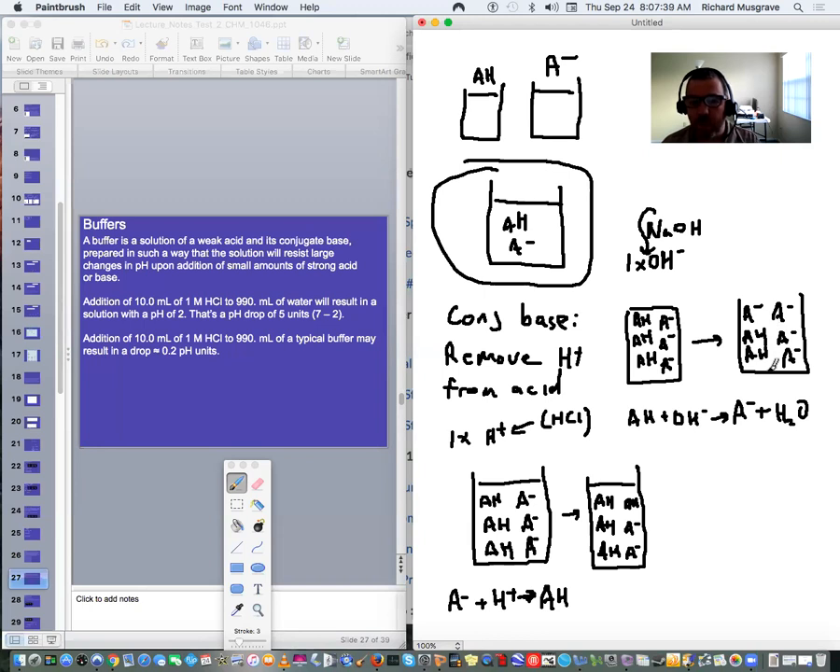If I just used water, and added HCl to water, I'd expect to see a pH drop of maybe 5 units. Say it might go from 7 down to 2. But if I add H plus to this typical buffer here, where the H plus goes right into the buffer, then the pH might go down by 0.1, 0.2, something like that. So the change in pH is going to be pretty tiny.